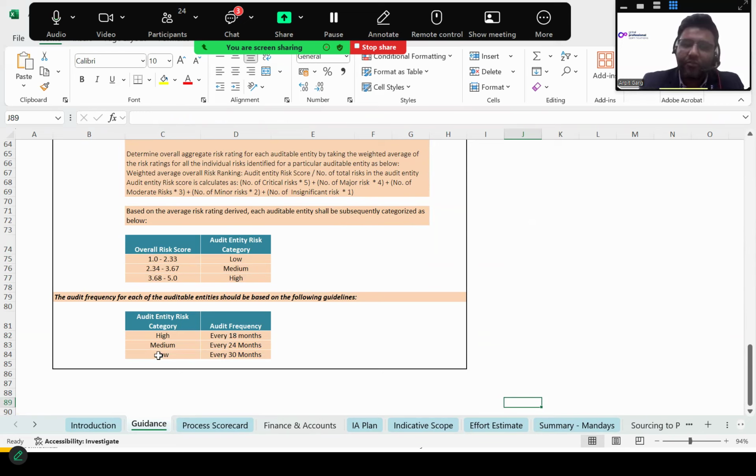Every 18 months. For a medium risk area, what is the frequency of doing it? 24 months. Now, this is not something that the standard says, first of all. Okay, don't take it as per the standard that, okay, a high risk area needs to be audited every 18 months. It doesn't work like that.